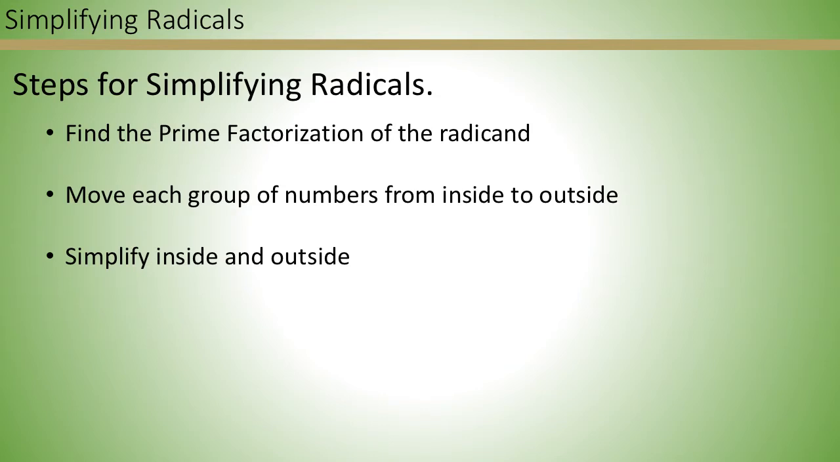So, steps for simplifying radicals. We're going to find the prime factorization of the radicand. That just means we're going to take the radicand, that number inside, and break it apart. You'll see what I mean in a minute if you don't know what prime factorization is. Then we're going to move each group of numbers from the inside to the outside. Each group of 2 that I can make, I am going to move to the outside. You'll see that in a second as well. And then we're going to simplify the inside and outside, and then our radical is fully simplified.